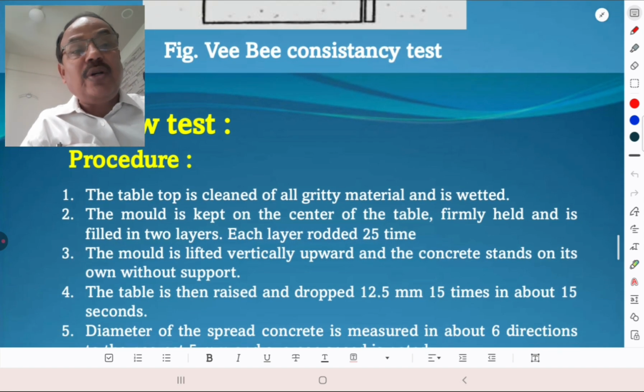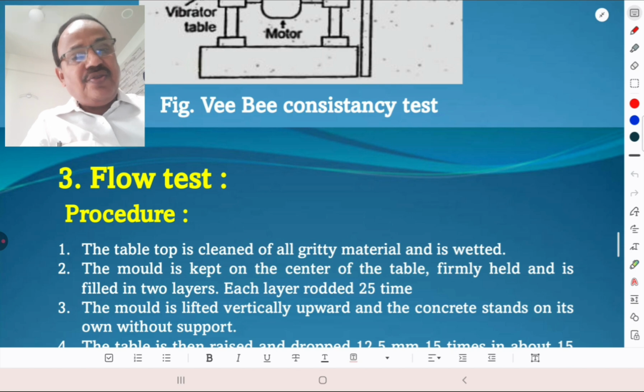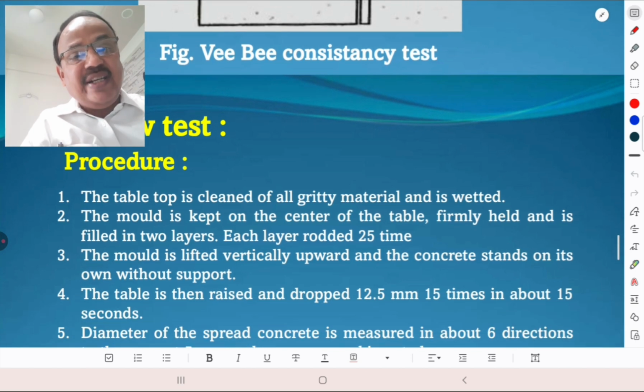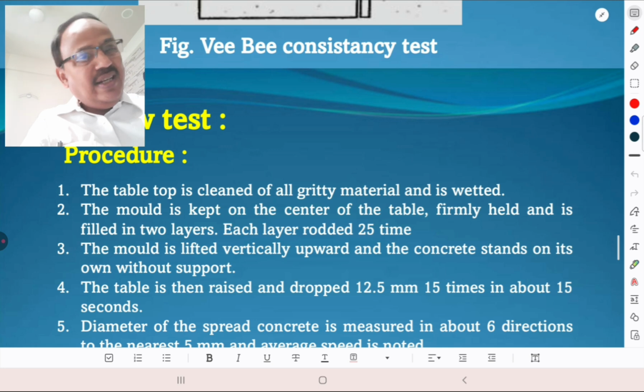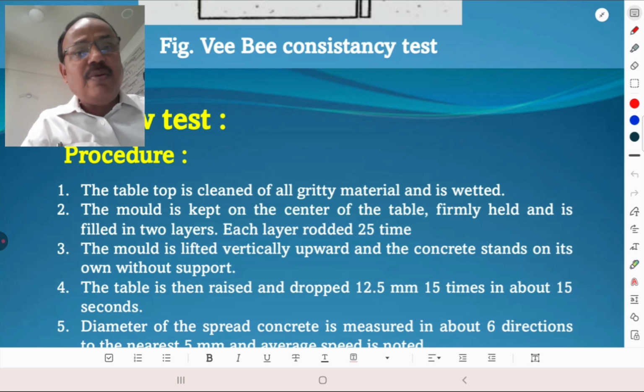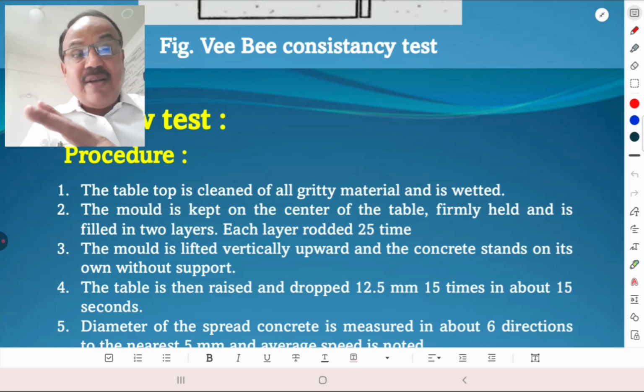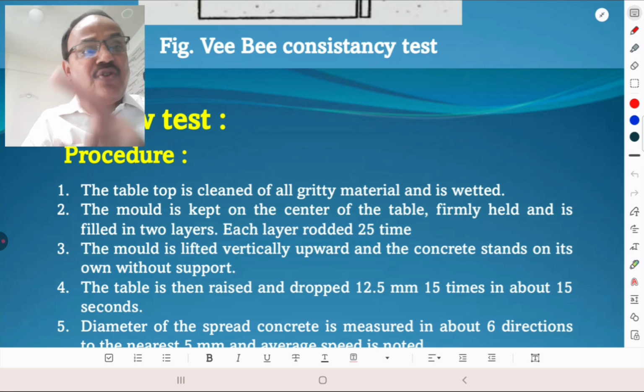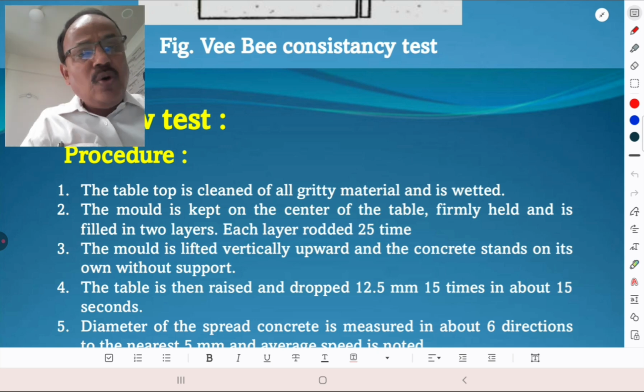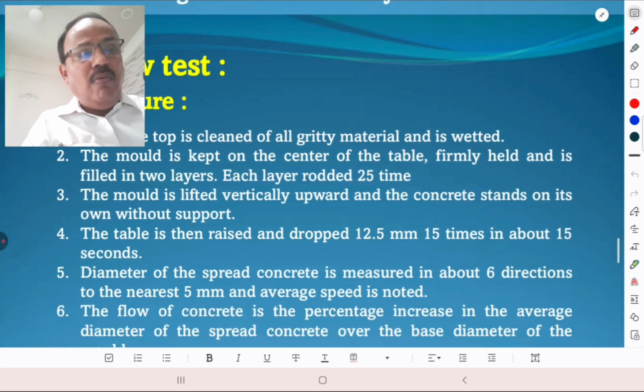Then the third test is the flow test. In the flow test, the tabletop is cleaned of all gritty material and is weighed. The mold is kept on the center of the table, similar to the slump cone test, firmly held and filled in 2 layers. In the slump cone test there are 3 layers, but in the flow test there are 2 layers. Each layer is rodded 25 times.